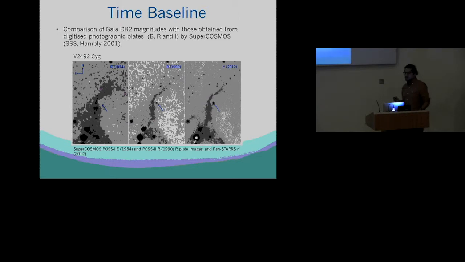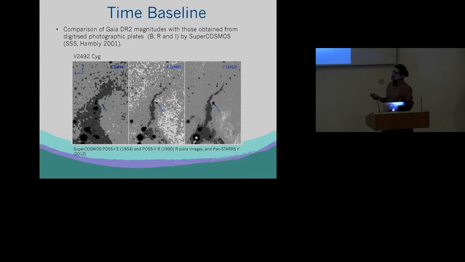We already have one all-sky survey, which is quite deep in the optical, which comes from the photographic plates. And we have the SuperCOSMOS survey, which has digitized the entire collection, and where the first epochs are from the 1950s. Here I show a really nice example, V2492 Cygni. This is a known young eruptive YSO. You can see it's not there in the 1950s. It's somewhat brighter in the 1990s. And then in 2012, this is a Pan-STARRS image, it's much brighter.